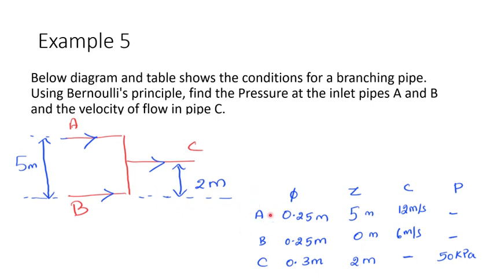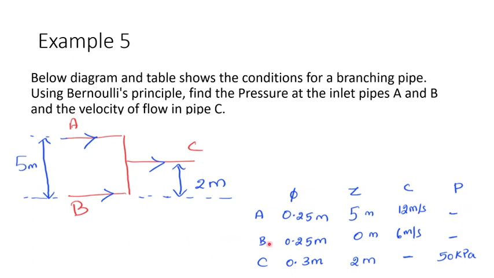About section A, what do we know? The diameter is 0.25 meter, and it is at an elevation of 5 meter. And the velocity with which the water is flowing in, unless they give you the specific liquid, just assume it to be water, is 12 meters per second. We do not know the pressure. That is what we have to find.